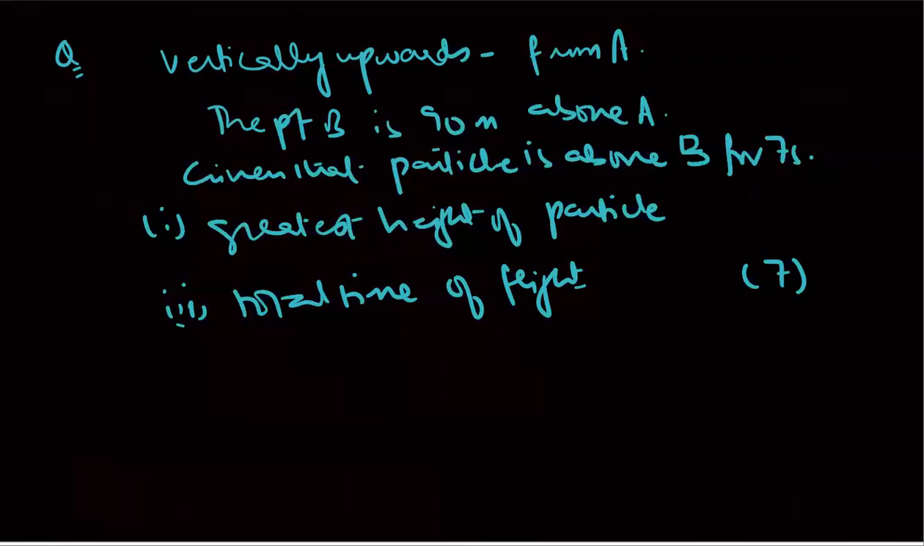Okay, so if I draw the line, this is point A, this is point B, and a particle has been thrown and it goes above B. So the distance between these 2 points is 90, but it goes something above B.